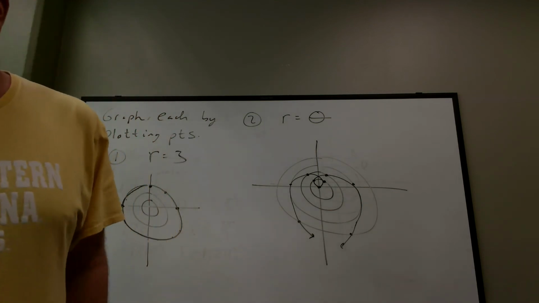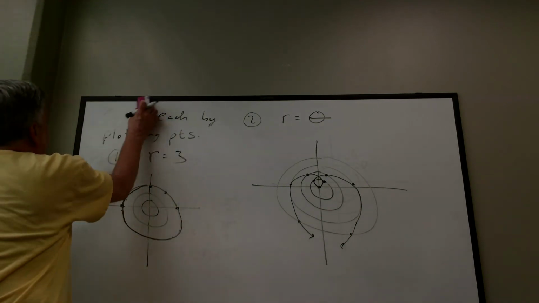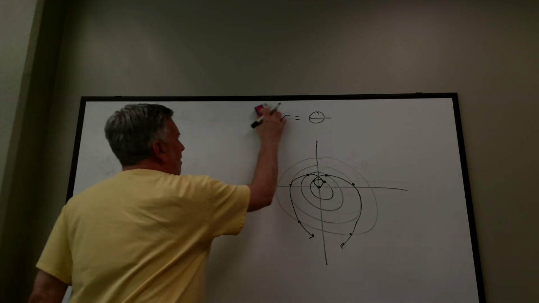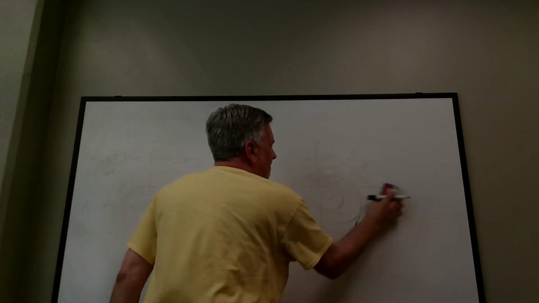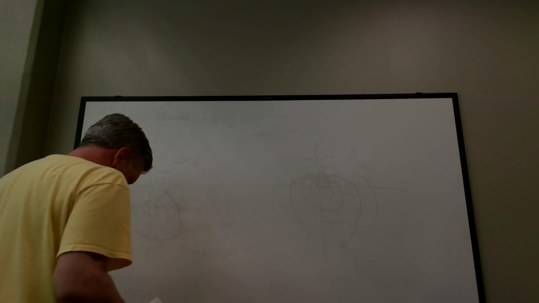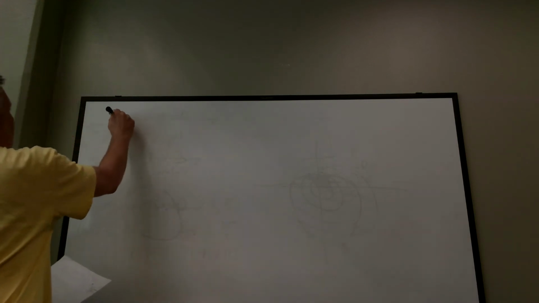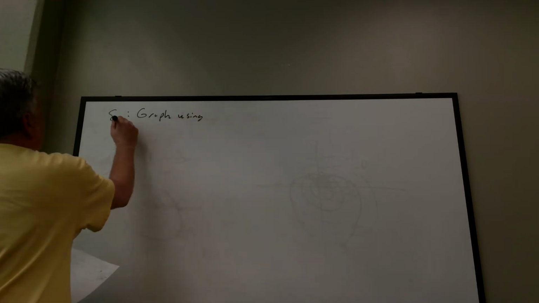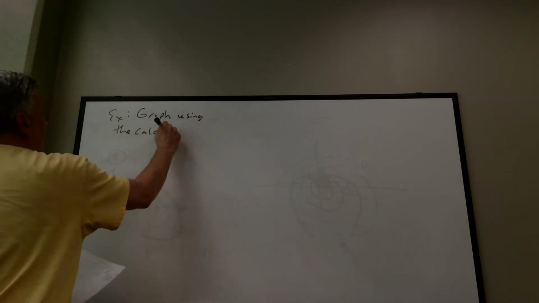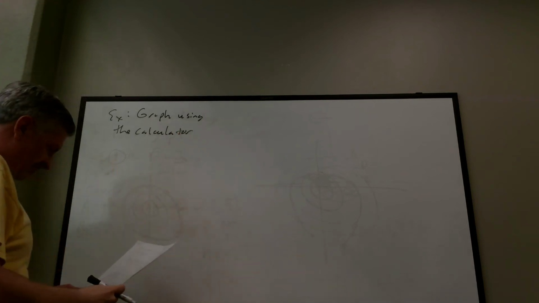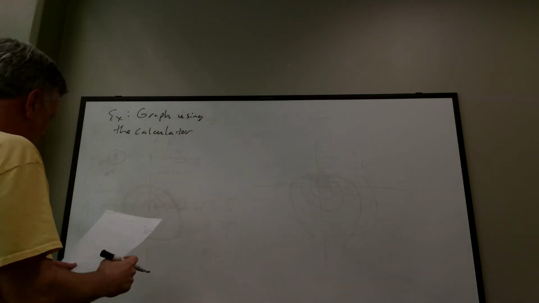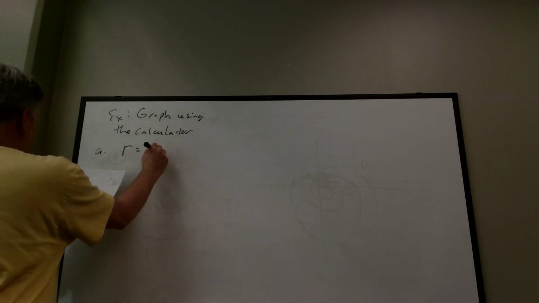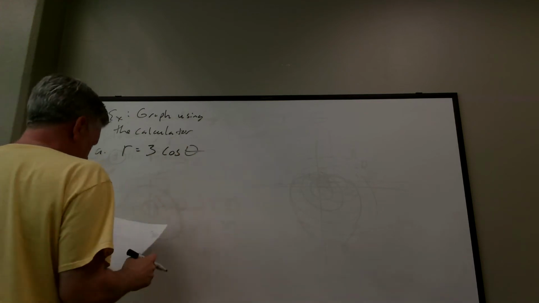Now let's do some with the calculator. You may not have had any experience doing this, so if you have a TI-83 or 84, you ought to be able to play along. So example: graph using the calculator. We'll just do a few of these. For example, let's sketch the graph of r equals 3 cosine theta.